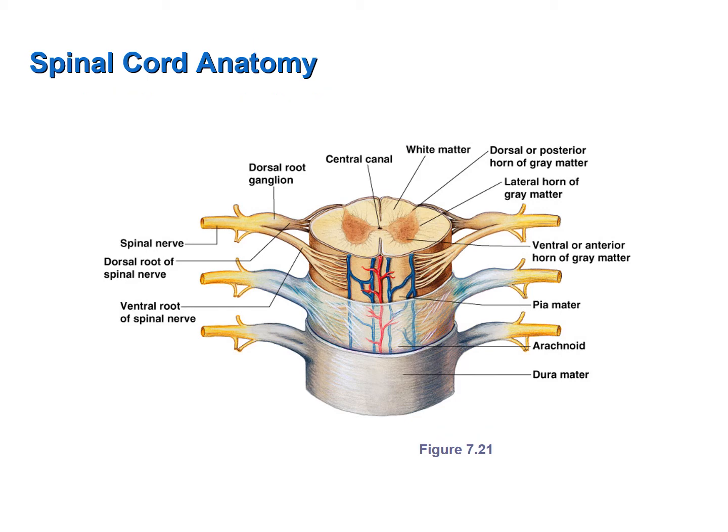The spinal cord, like the brain, is protected by a series of fibrous connective tissue membranes called meninges. There are three of them. The dura mater is the outermost, toughest meninge. It literally means tough mother.